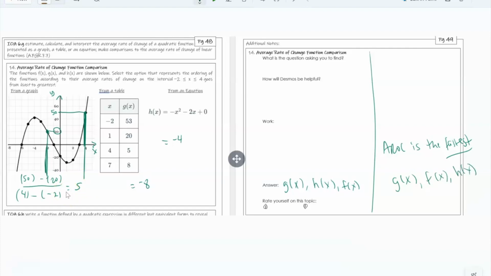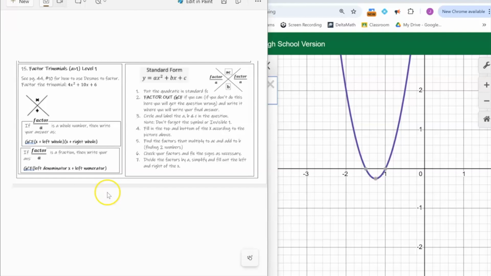So again, very important that you understand the difference. Which average rate of change is changing the fastest? Direction does not matter. Order them from least to greatest? Direction matters. Okay. All right. That's it. Let's practice. All right, you guys already know we've talked about how to factor trinomials from a calculator.